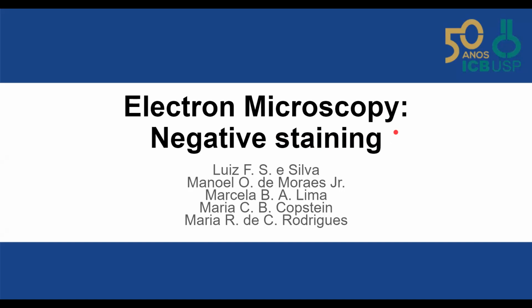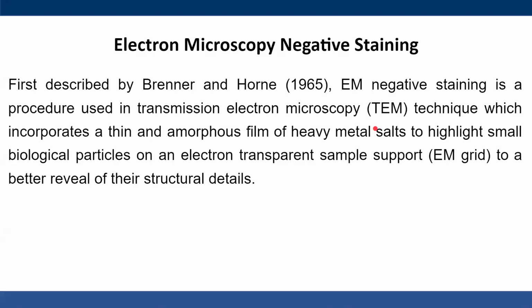We are going to talk about negative staining, which is a protocol used in electron microscopy. Electron microscopy negative staining was first described by Brenner and Horn in 1965.